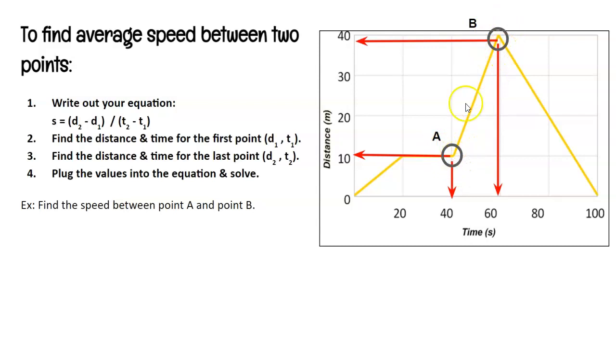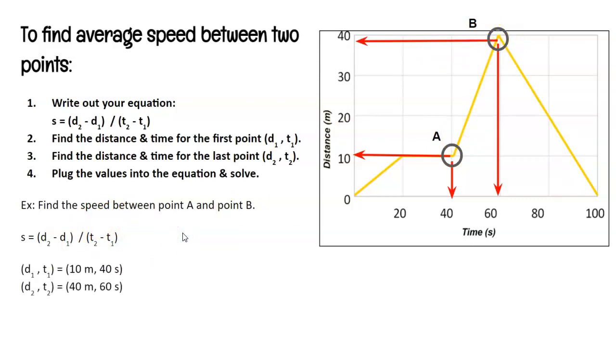Point A is my first point, point B is my last point, and I'm trying to find essentially the slope. The slope is the speed in this case of the object between these 2 points. So first, write out my equation. My equation again was d2 minus d1 over t2 minus t1. My rise, my change in distance, over my run, which is my change in time.